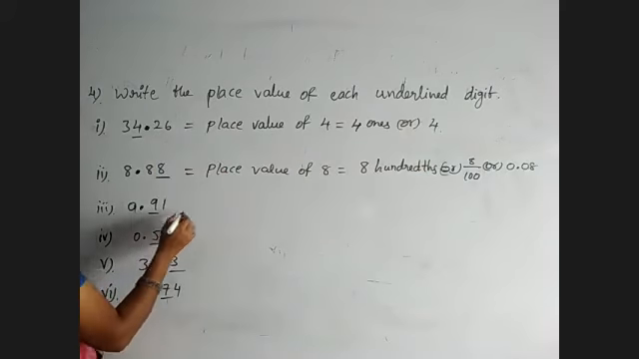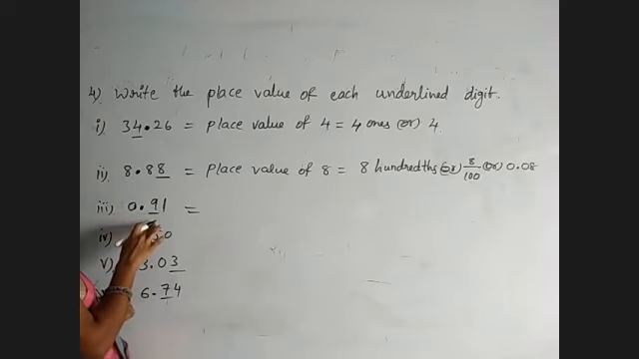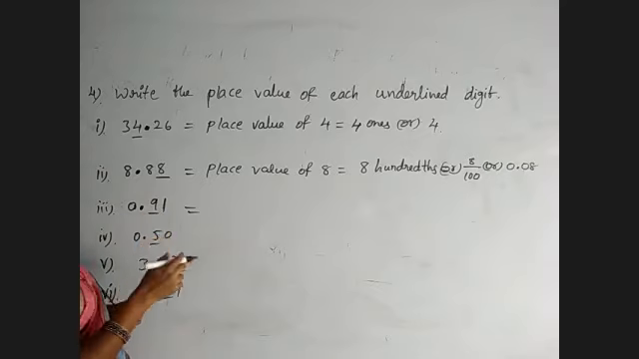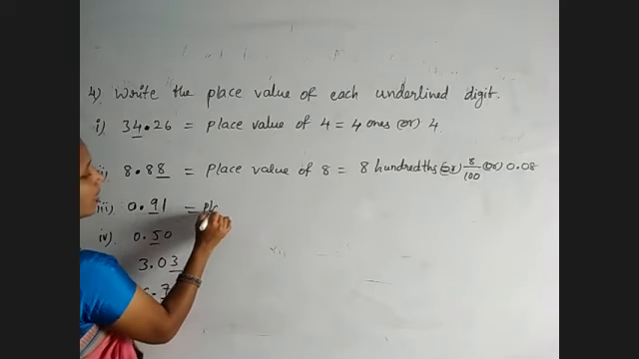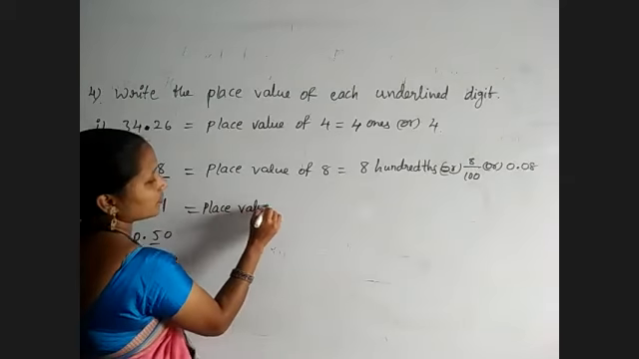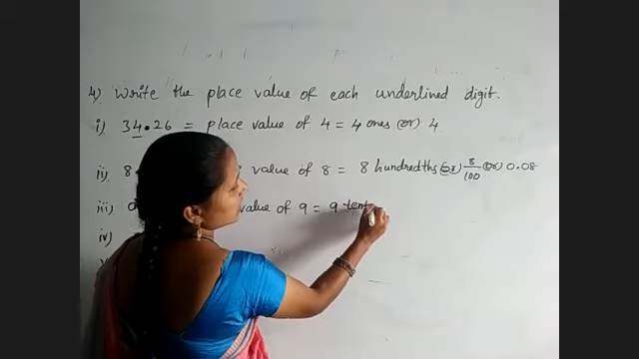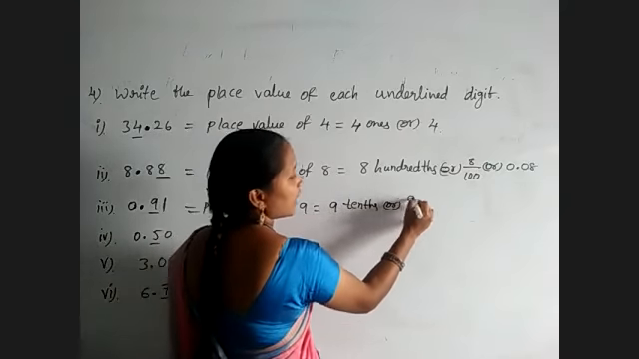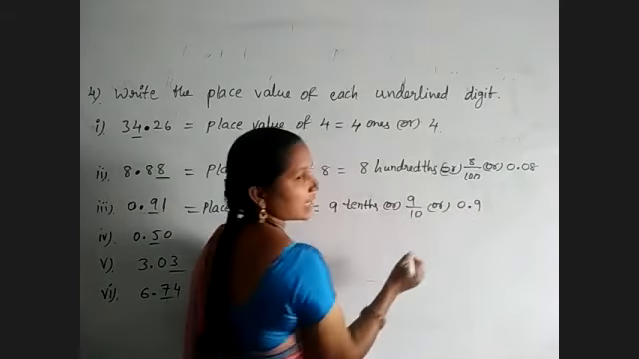Okay. Now coming to the next, here 9 is the underlined digit. It is also in the decimal portion and it is the first digit after the point. That means it is in the tenth place, and its place value is 9 tenths, otherwise 9 by 10, otherwise 0.9. Place value of 9: 9 is in the tenth place, so 9 tenths in words, otherwise 9 by 10 as a fraction, otherwise 0.9 as a decimal.